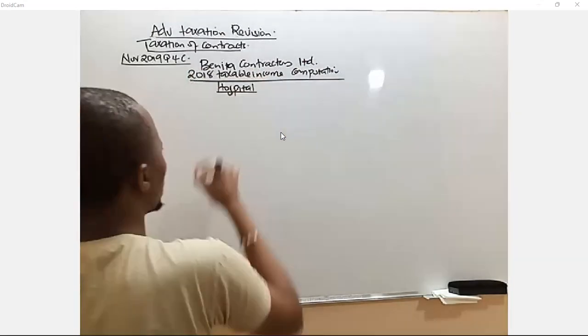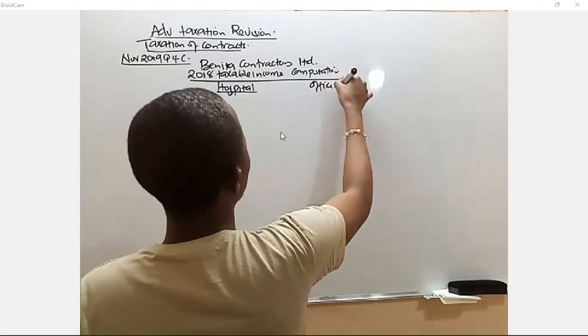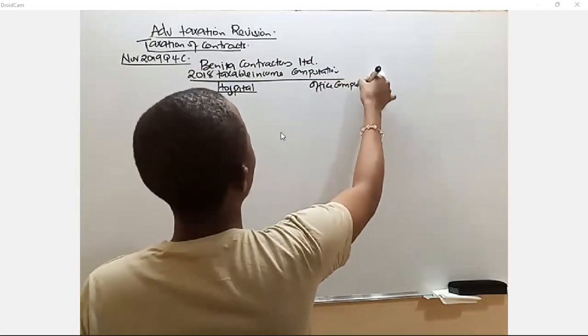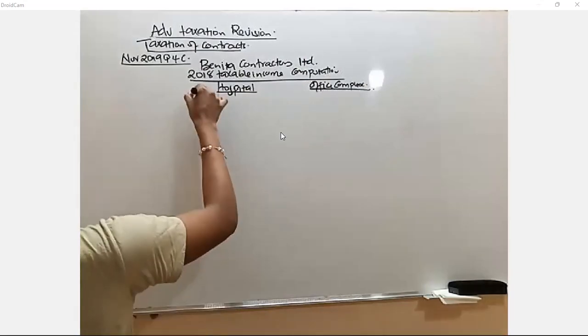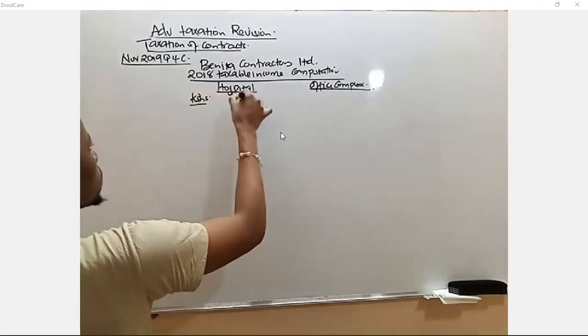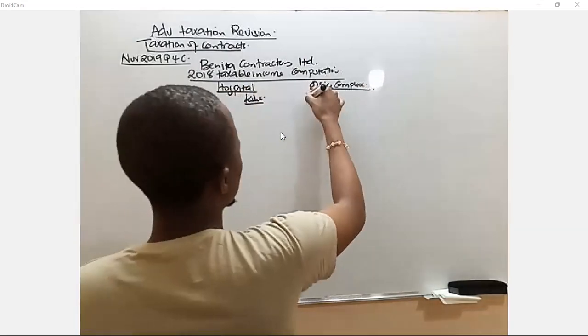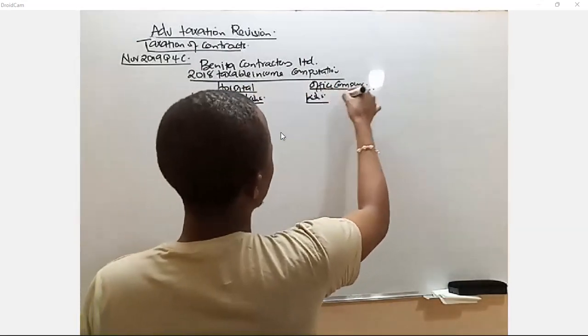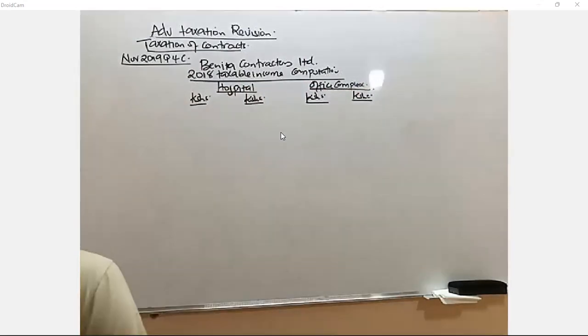We are doing for hospital, and also we are doing for the office complex. Now in this case, just have two columns here, Kenya shillings there. And also on this side, you do the same. It looks like that. So I have said, you normally start with what?